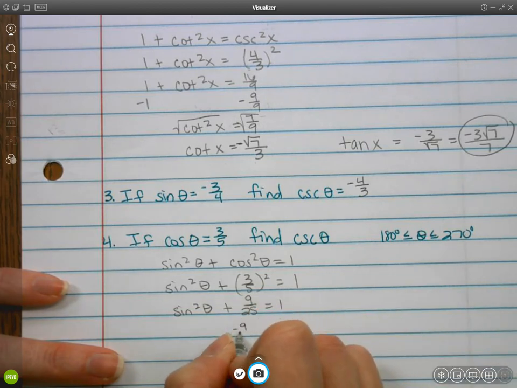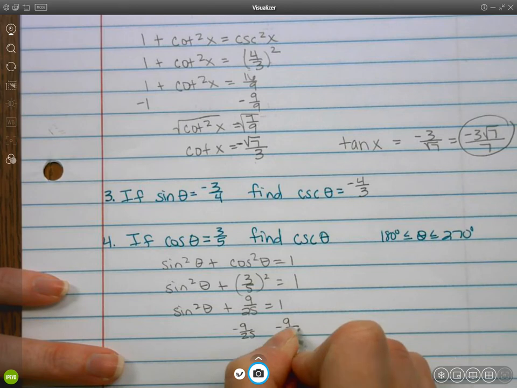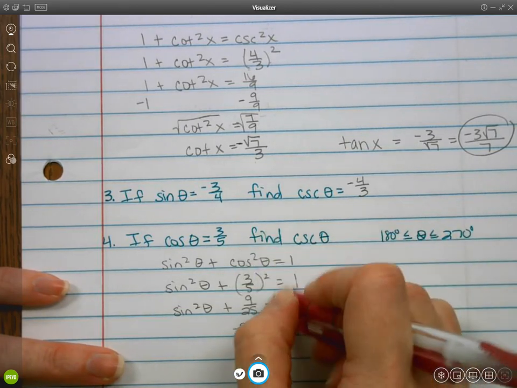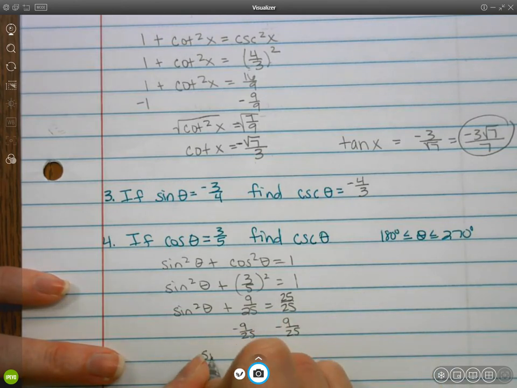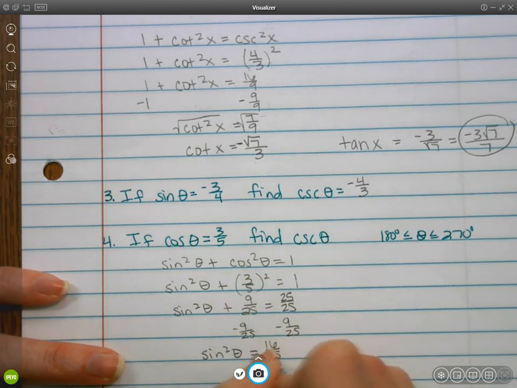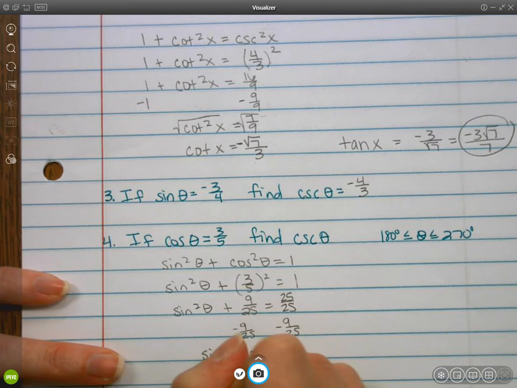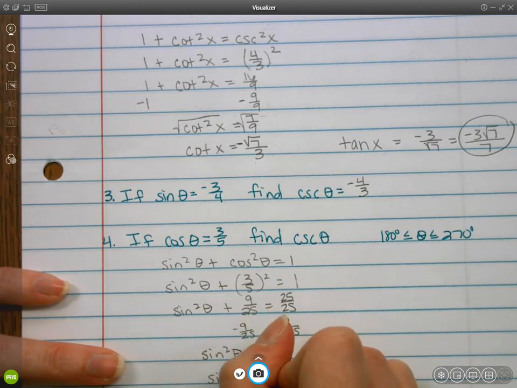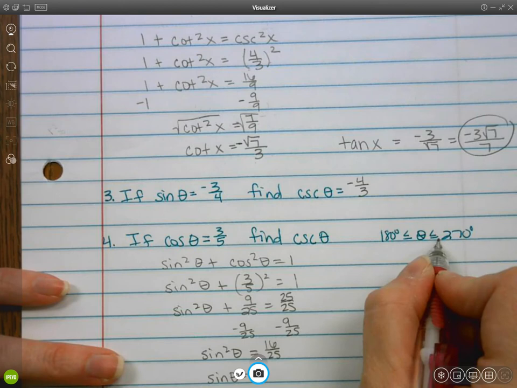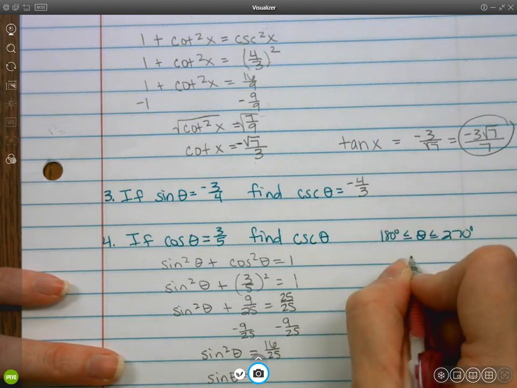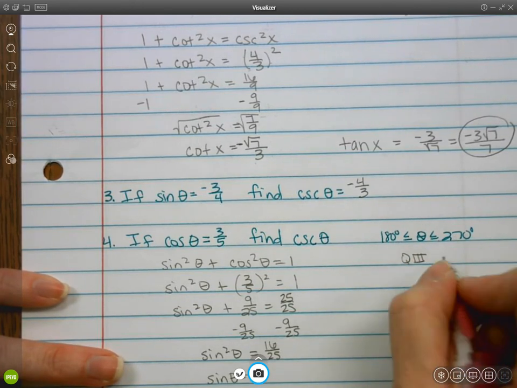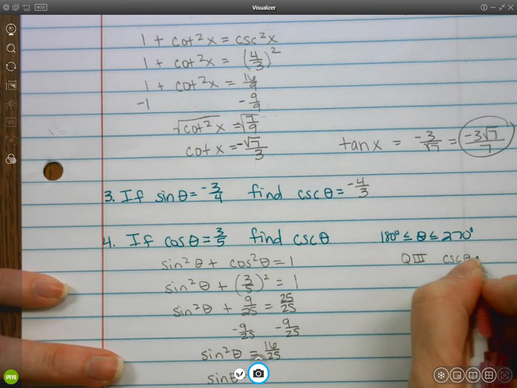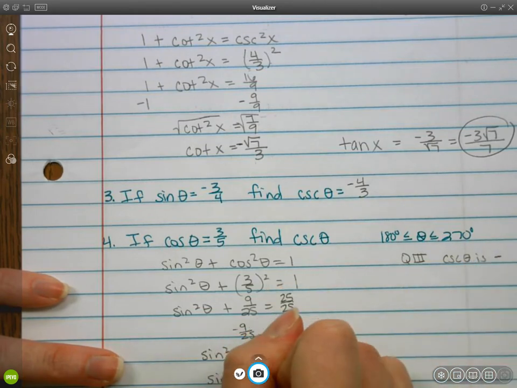So we're going to subtract 9/25 on both sides. In order for me to be able to subtract, I got to change this 1 to 25/25. So look, I gave you an easier one because yours works out with perfect squares, because that's going to be 16 over 25. So taking the square root of both sides, you should get plus or minus 4/5. But if we are in quadrant 3, we know that cosecant or sine in quadrant 3 is negative. So we want negative 4/5.